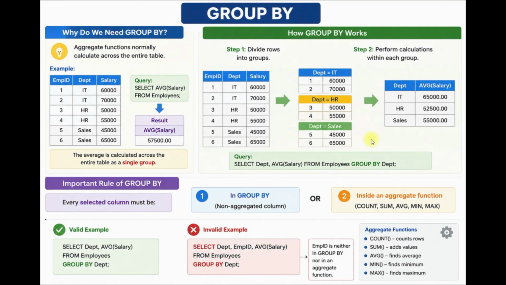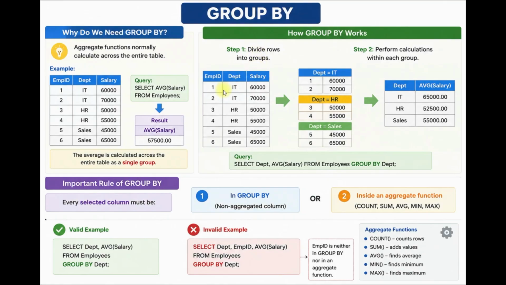Group by. The group by clause groups rows with the same value together. So it divides data into groups, and aggregate functions can be calculated for each group separately. Let us see how it works. It first divides the rows into groups.